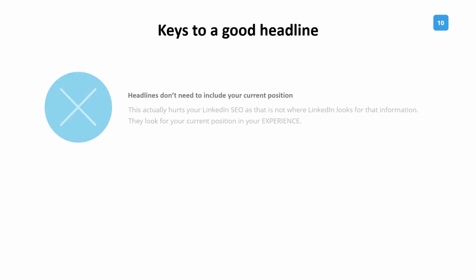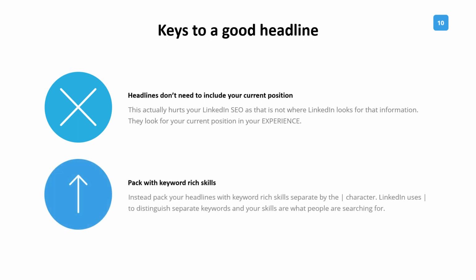Now let's talk about a good headline. What most people are doing wrong in their headline today is they're listing their current job title in their headline. Guess what? That's not where LinkedIn is actually looking from an SEO perspective, where you currently work. So you're actually losing valuable LinkedIn SEO real estate. Instead, you want to pack your headline with keyword rich skills. Like for myself, I have digital marketer, SEO, web development, web design, social media marketer in my headline so that when people are searching for those, they find me and they find my expertise.